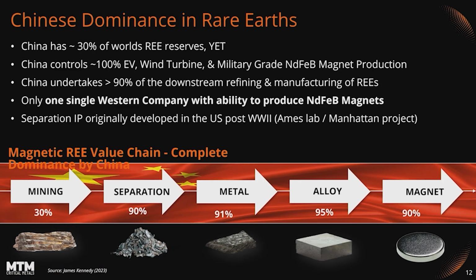Now back to rare earth elements and how the US is really vulnerable at the moment. So China only contains about 30% of the world's rare earths in the ground, so 30% of the reserves, yet they control almost 100% of the downstream refining of rare earths. This includes separation, the metal production from rare earths, the alloying, and the all-important magnet production. So the neodymium iron boron magnet is the key technology that underpins electric vehicles and wind turbines. And China right now is this dominant supplier.